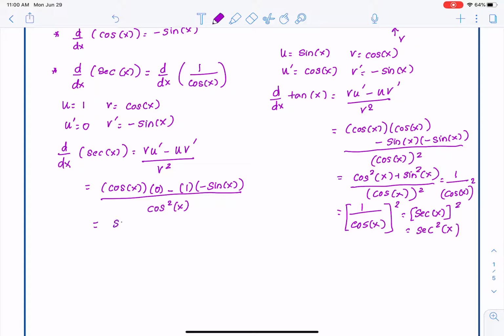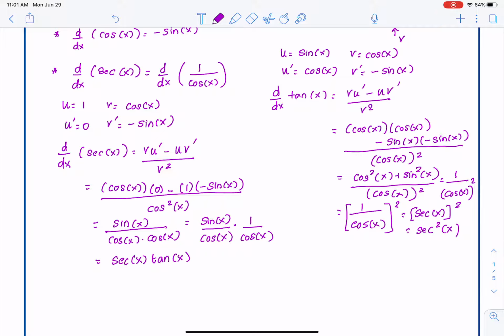Which we could write as sine x divided by cosine x times cosine x. But if we realize that we can split this expression, we could write it as sine x over cosine x times 1 over cosine x, which would simply give us secant x times tangent x. And that would be the derivative of secant x.